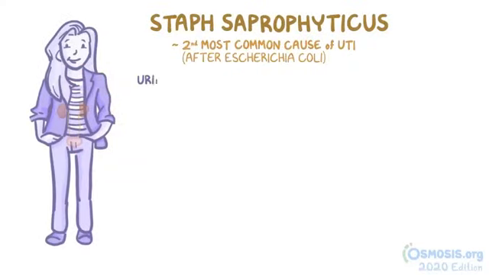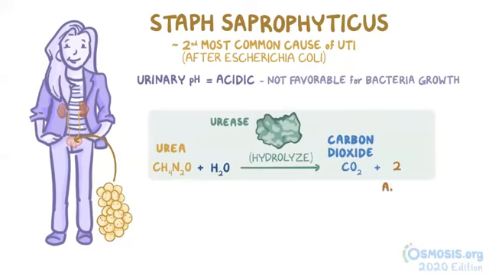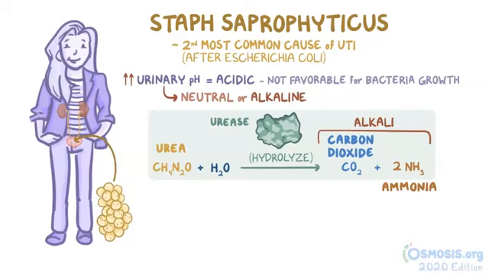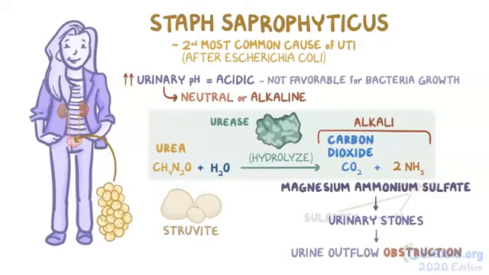You see, the urinary pH is normally acidic, so it's not favorable for bacteria growth. But as soon as Staph saprophiticus gets into the urinary system, it uses urease to hydrolyze urea into carbon dioxide and ammonia, which is an alkali. So ammonia increases urinary pH until it's neutral or alkaline, favoring bacterial growth. Additionally, ammonia can form complexes with magnesium and sulfates, and precipitate into magnesium ammonium sulfate. This can lead to the formation of urinary stones, called struvite, which can cause urine outflow obstruction.